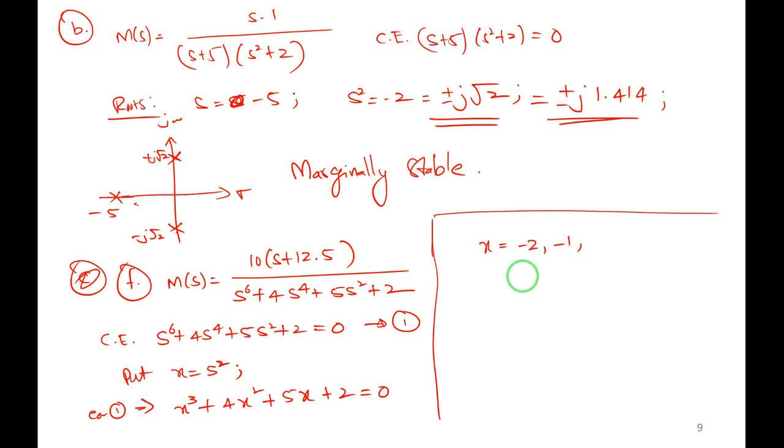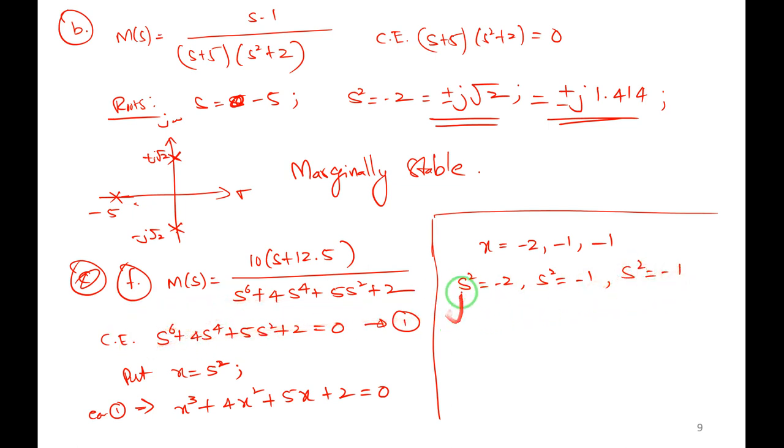Okay, degree is 3. The x cube coefficient is 1, x square coefficient is 4, x coefficient is 5, and this is 2. x1 is minus 2, x2 is minus 1. The third root is not showing, which means it is minus 1 only, because we take the second root to continue. But what is x? x is s square. So s square equal to minus 2, s square equal to minus 1, s square equal to minus 1. Totally 6 roots should come.